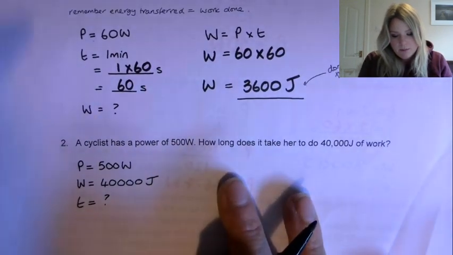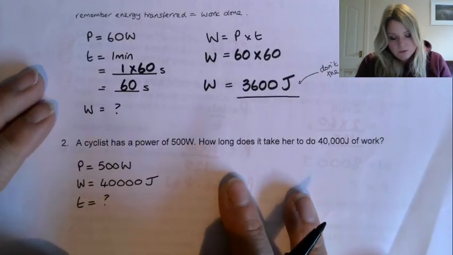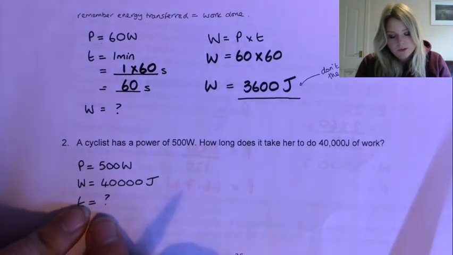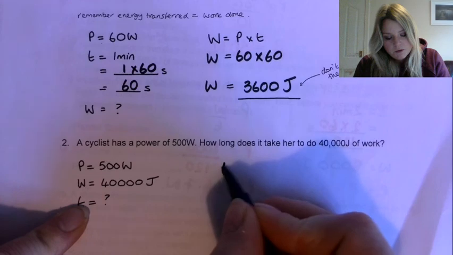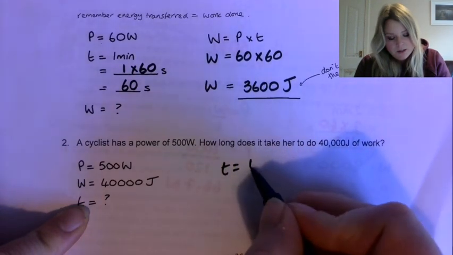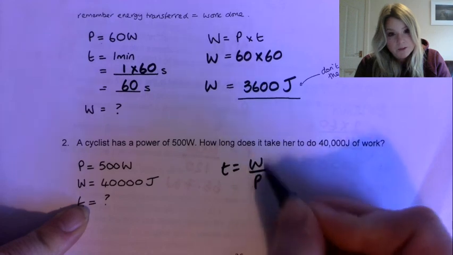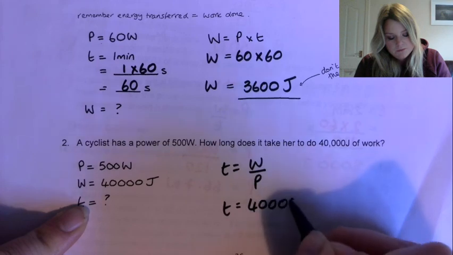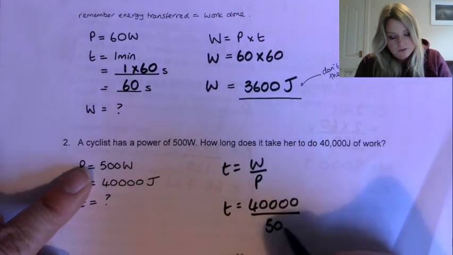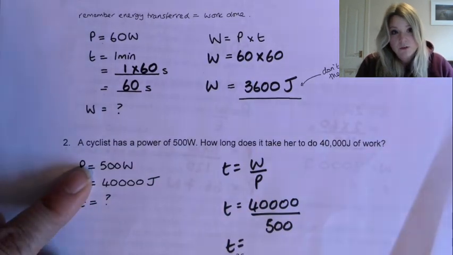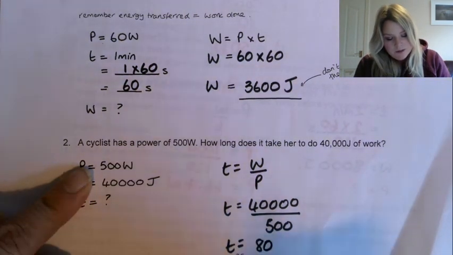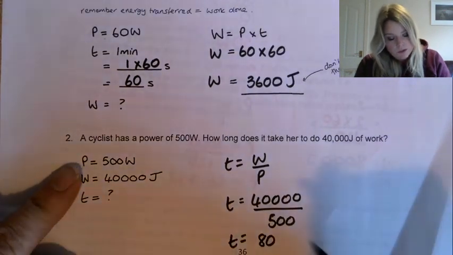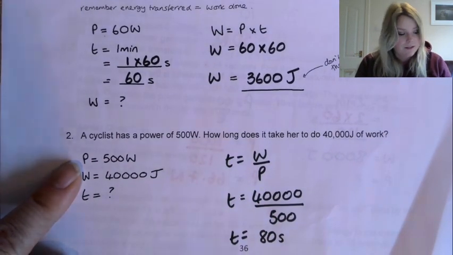Okay, so a cyclist has a power of 500 watts listed here. How long does it take for her to do 40,000 joules of work? So this time we're looking for the time. So the rearranged version of the power equation that has time as the subject is work done divided by power, or energy transferred divided by power. So the work done is 40,000 and the power is 500. So 40,000 divided by 500 is 80. And my unit for time, if my power is in watts and my energy or work is in joules, my unit for time is seconds, so 80 seconds.